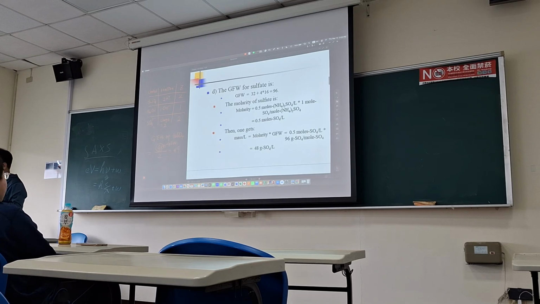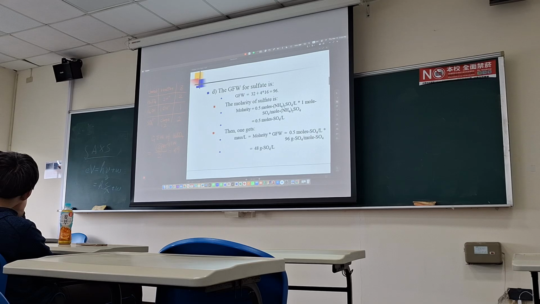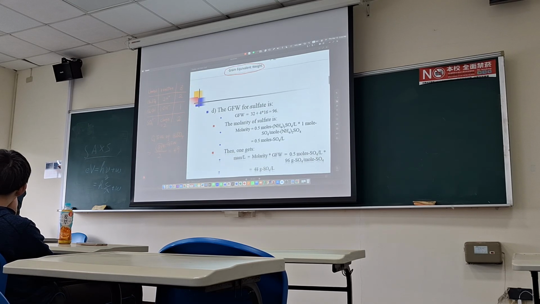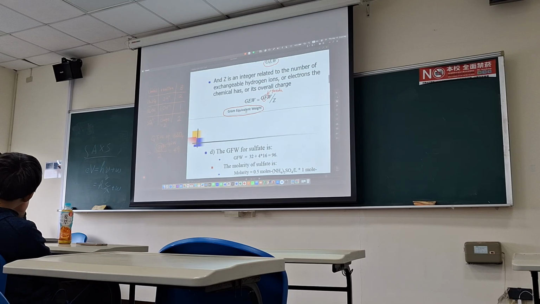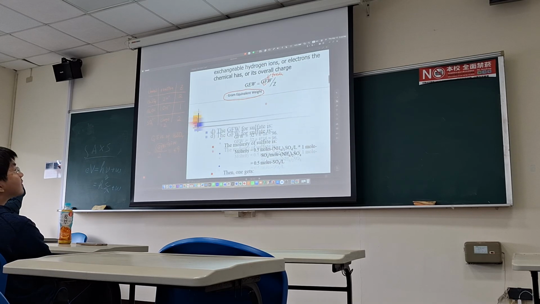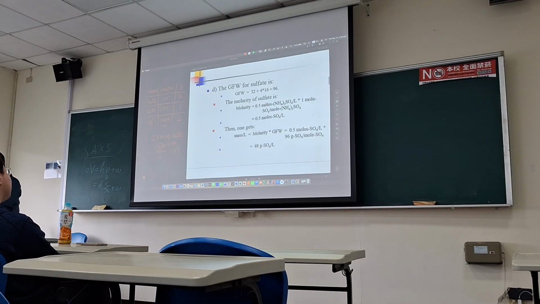Okay, so there are two ways to do D. The first one is just like this. Just use 98 divided by 2, from the formula, GFW over Z. Another way is like this, showing in the PowerPoint slides.